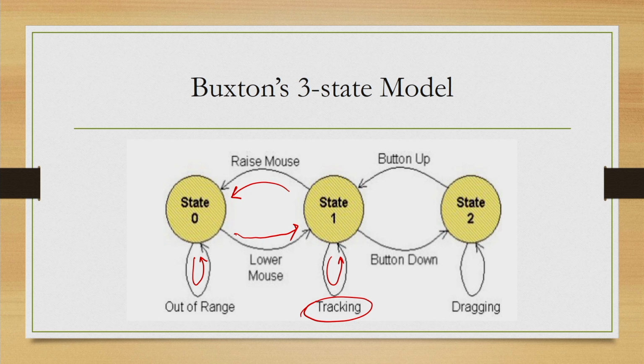In state 1, if you press a mouse button, then you go to state 2. In this state, you can actually select and drag on screen elements, and as long as you are doing that, you remain in state 2 as explained by this self loop, and the moment you release the button, you go back to state 1. So that is another state transition from 2 to 1.